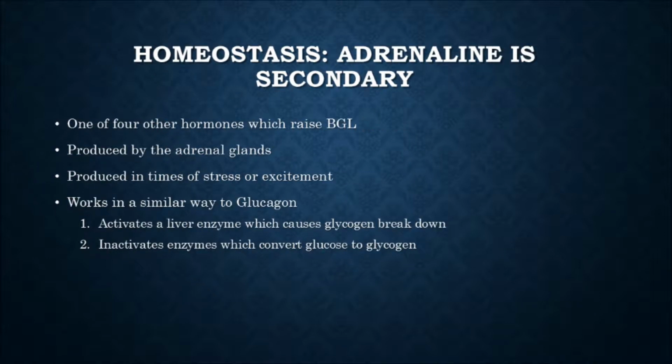Adrenaline is one of 4 other hormones which raise the blood glucose level. It is produced in times of stress or excitement and is secreted from the adrenal glands which are found above the kidneys.